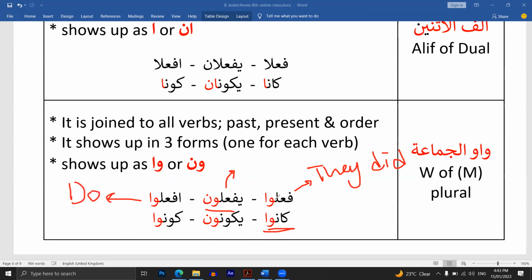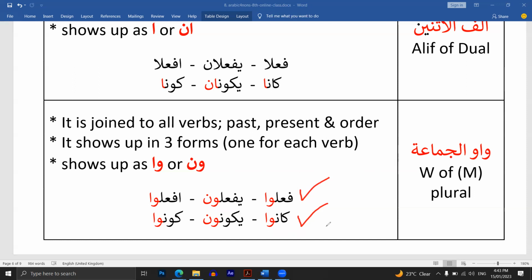Okay. كانوا, here واو الجماعة is the subject of this verb. كانوا, they were. يكونون, they are. كونوا, be. Okay. So again, the difference here in the first case, with any verb, واو الجماعة will be the subject of this verb. But here with كان or one of its sisters, it will be the noun of كان.